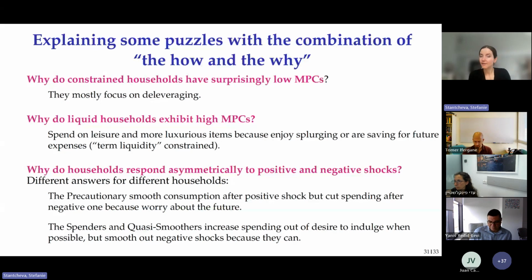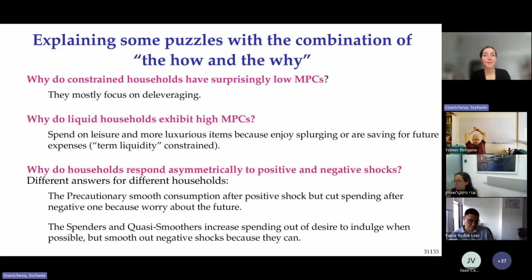And here we see very different answers for different households, again showing the importance of these more granular reasons. It's not the same reason for everyone. So the asymmetric types are really the precautionary ones, on the one hand. These people tend to smooth consumption after a positive shock, but they tend to cut spending after a negative one. So they're very asymmetric. And this is because they worry about the future. They always try to save, to channel things into their savings and to insure themselves for the future.